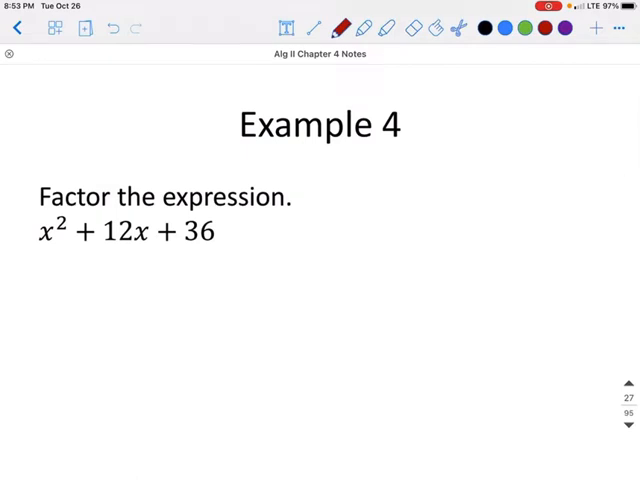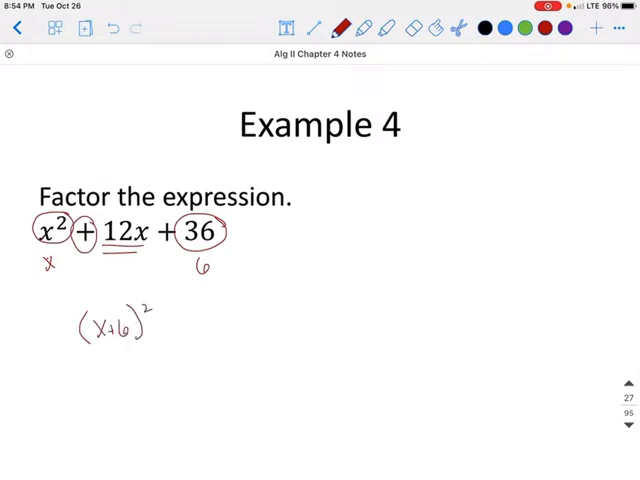Now on this, if I take the square root of this, I'm going to get x. If I take the square root of this, I'm going to get 6. And 2 times 6 times x does give us 12x. This is plus, so this is going to be x plus 6 squared.